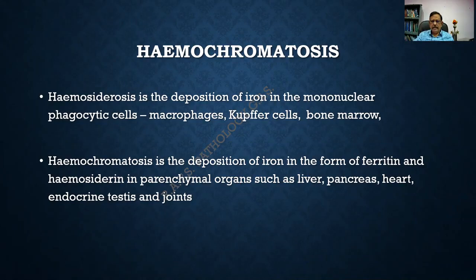Parenchymal organs means organs such as liver, pancreas, heart, endocrine, testis. These are the parenchymal organs. Joints also can be involved. So there are two terms, hemosiderosis and hemochromatosis. Please be clear with them.